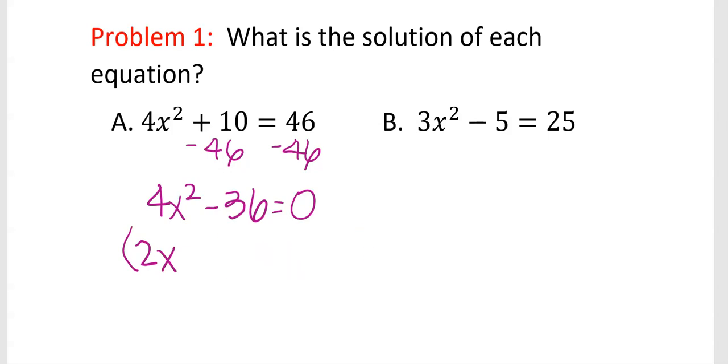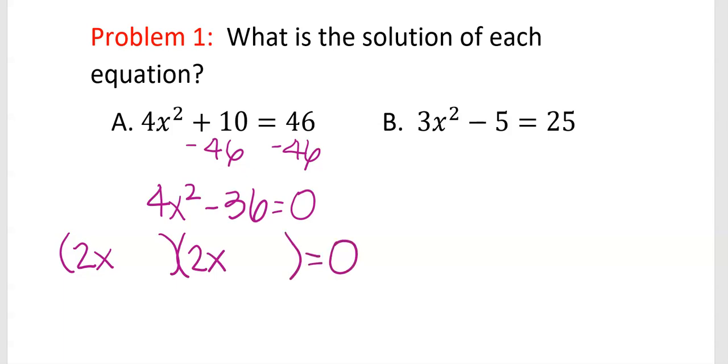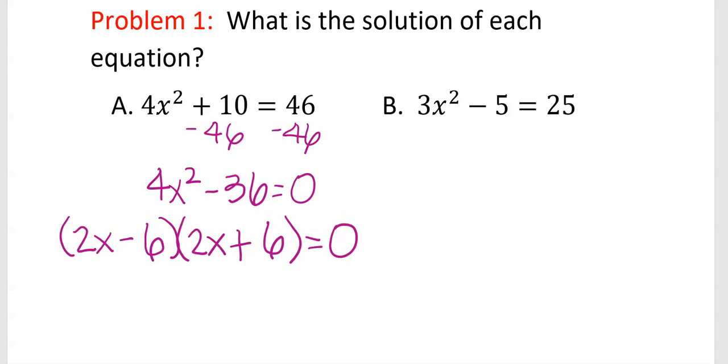Let me move this over. So 2x times 2x would be 4x squared. The square root of 36 is 6. To have no middle terms, you need one of each sign. Okay, then what do we do to solve again? Set them equal to 0. So the rest of it's the same. So notice they're exactly the same factors. There's just no terms in the middle.